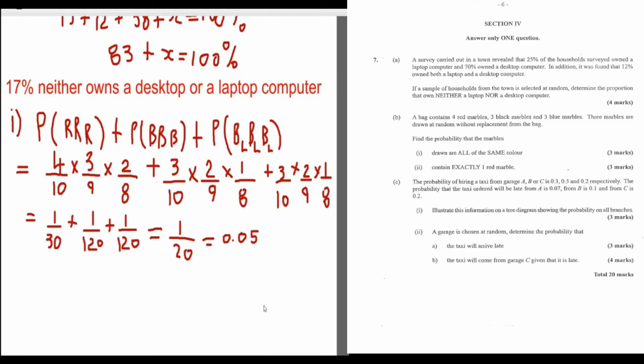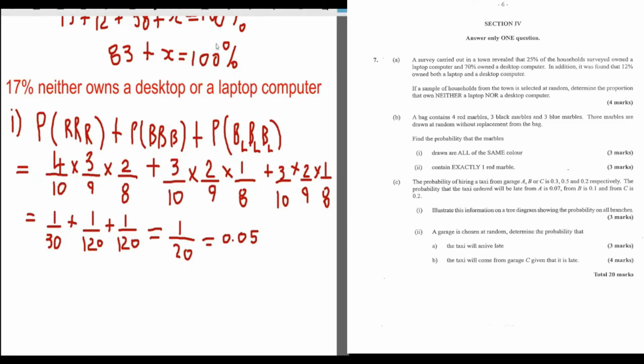Now it says, find the probability that when you draw the 3 marbles, it contains exactly 1 red marble. So to find the probability of getting just 1 red marble, it doesn't matter about the other 2 colors. There are many solutions. We just want 1 red. So there are 2 ways you can do it.